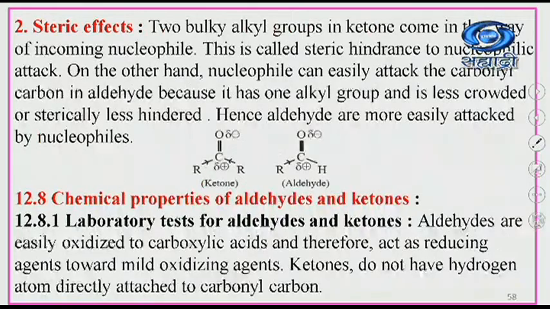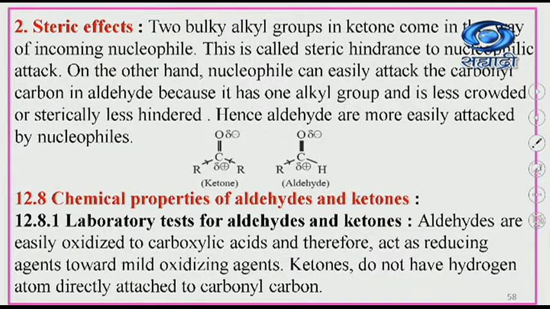than ketones. Steric effects: two bulky alkyl groups in ketones come in the way of the incoming nucleophile. This is called steric hindrance to nucleophilic attack. Steric hindrance means actually crowding. On the other hand, a nucleophile can easily attack the carbonyl carbon in an aldehyde because it has one alkyl group and is less crowded, or sterically less hindered. Hence, aldehydes are more easily attacked by nucleophiles.